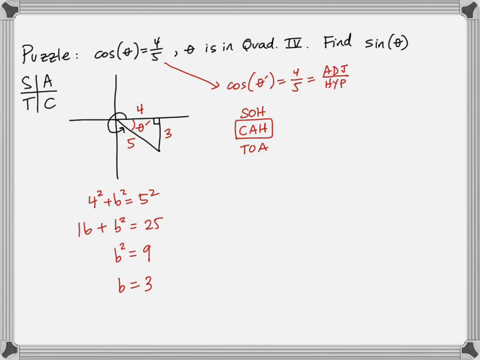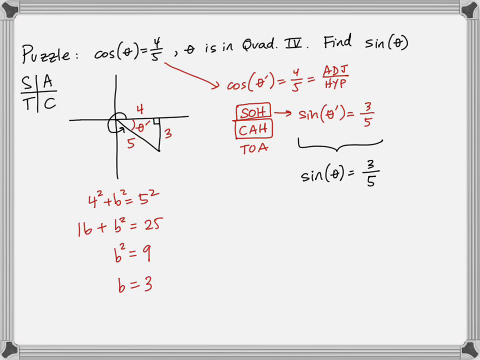Then from the triangle, I can tell what the sine of theta prime is. Sine of theta prime is opposite over hypotenuse, so that's going to be 3/5. And that means, remember that theta and theta prime have the same sine and cosine. So the sine of theta will also be 3/5. That's going to be the number. It's like I found the terminal point for theta prime.